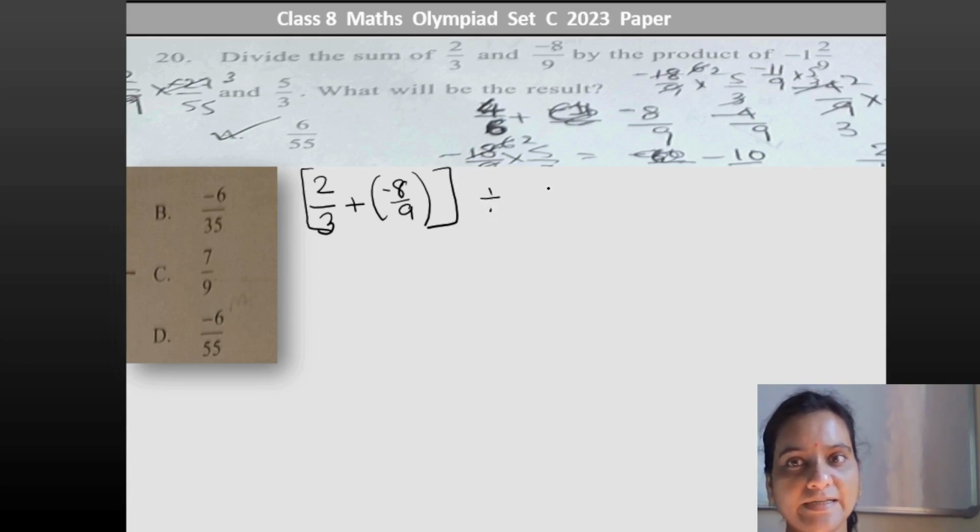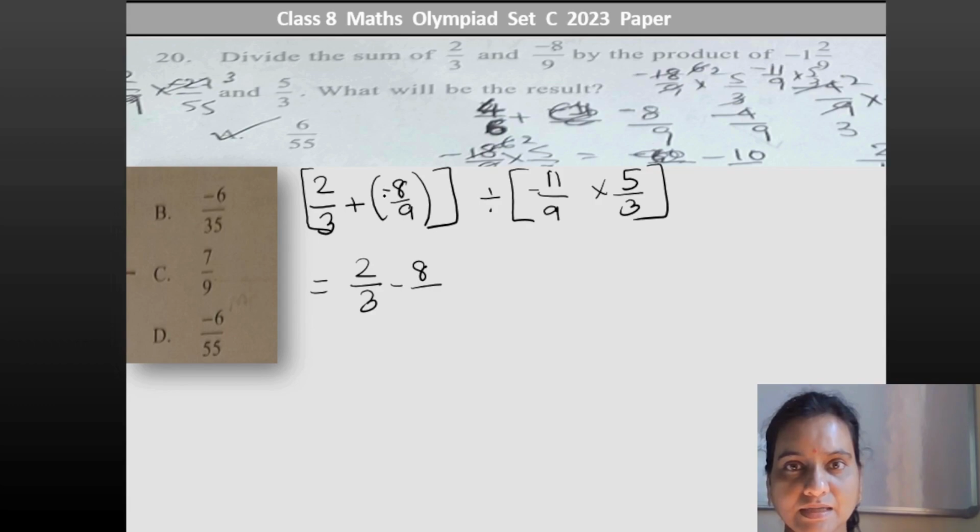So this needs to be divided by the product of this and this. So what is minus 2 by 9? If I write it in improper way, then that will be minus 11 by 9, right? Minus 11 by 9 into 5 by 3. So this will be 2 by 3 minus, plus outside the bracket, minus inside. So when I open this round brackets, it will be minus. Different signs means I need to take as minus, divided by minus 55. 11 into 5 is 55 and 9 into 3 will be 27.